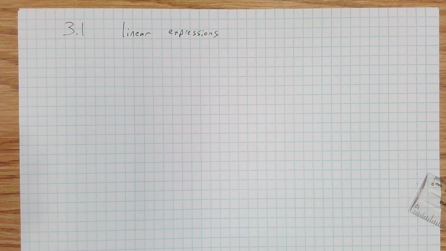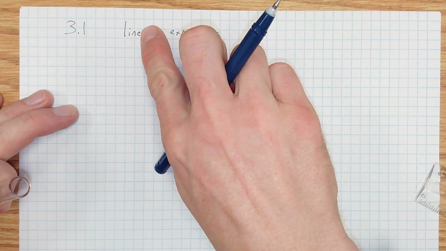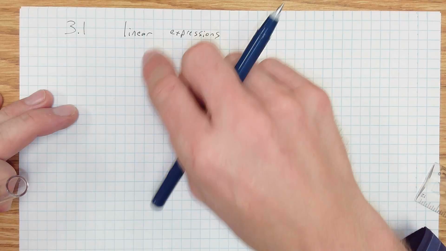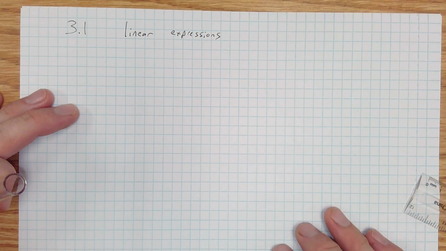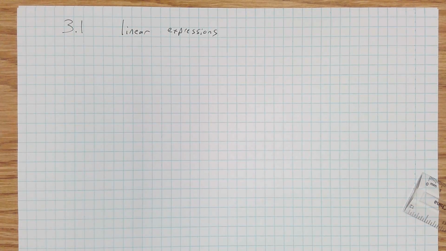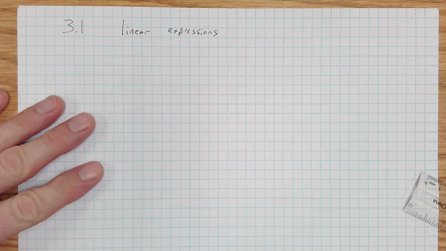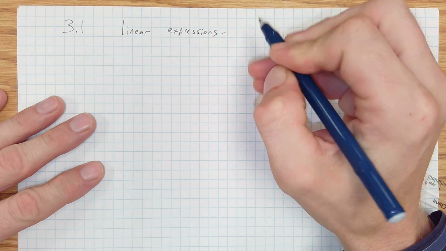Okay, so what do I mean by a linear expression? Well, you can see that linear has the word line in it. Linear as in a straight line. You can tell a linear equation is a straight line because in each term the variable is only raised to the first power. A linear expression is an expression or an equation.